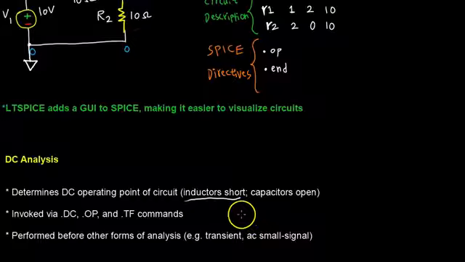We're going to discuss that later when we get to that chapter. It can be invoked via the .dc, .op, and .tf commands. Again, that's something that I'm only introducing right now. We're going to talk about it later.